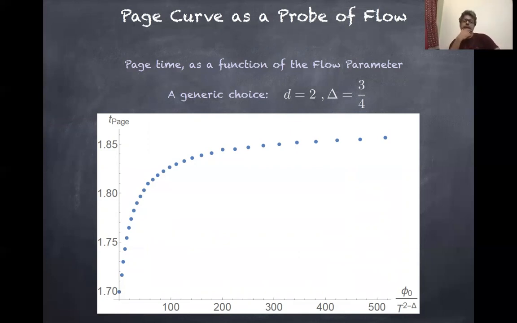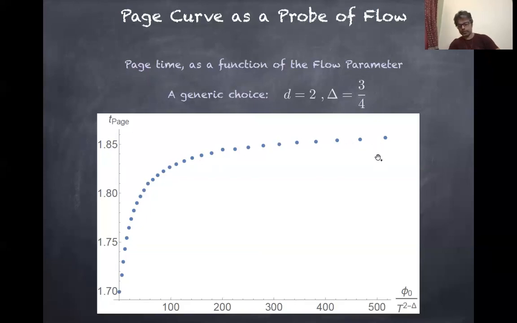If you do that, and you take your radiation region sufficiently far away such that you have the Page curve, you can plot the dependence of the Page time on the coupling strength of the relevant deformation, which is phi naught, appropriately normalized with temperature raised to some power, which makes it dimensionless. And it seems to be suggesting the following: the Page time does seem to be increasing as you dial your phi naught over T raised to 2 minus delta, but it doesn't seem to be going all the way to infinity. Initially it grows faster, but then it starts plateauing, right?